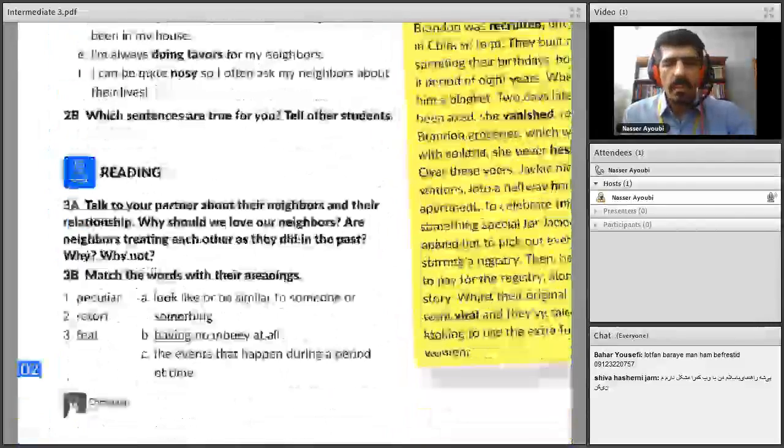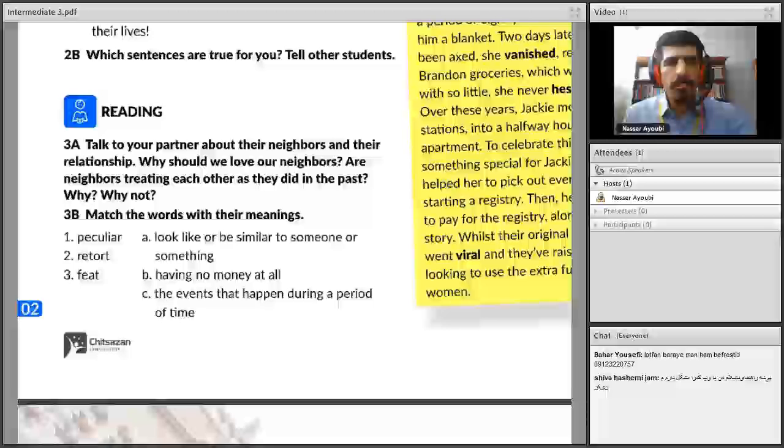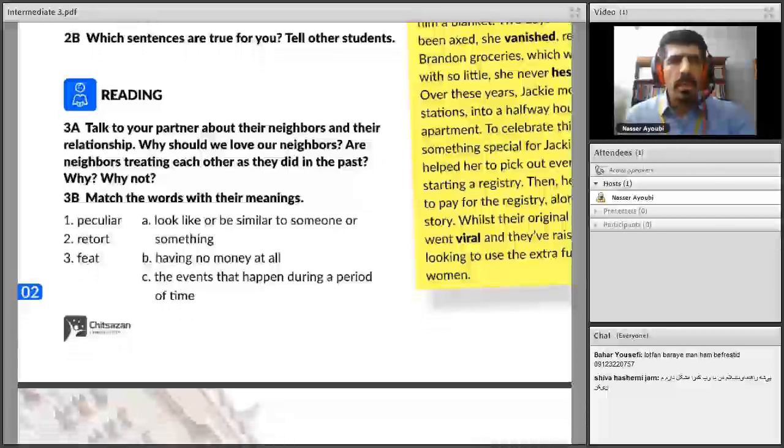Okay, let's move on to the reading part. Talk to your partner about their neighbors and their relationship. Why should we love our neighbors? Do you think we should love our neighbors? I don't think so. I think we just have to respect each other. That's all. Loving, you know, is quite strange. Why should we love or be in love with our neighbors?